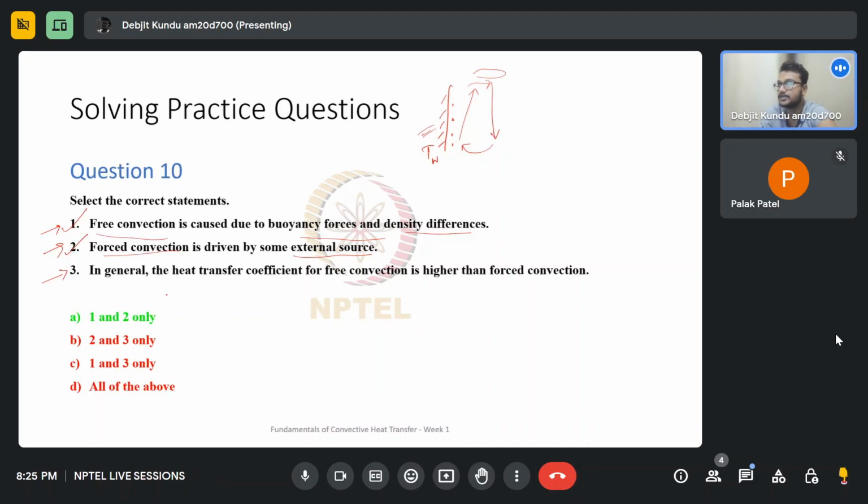Now option 3 in general says that heat transfer coefficient for free convection is higher than forced convection. This is wrong. Forced convection generally has a higher heat transfer coefficient as compared to free convection. Otherwise, I'll go back to my example of a fan. Let's say it's a hot day and you are sitting in quiet air in your room, and you have not turned the fan on. Then also you're losing heat to the air around you, which is again getting lighter and setting up these convection currents around you, and that is free convection.